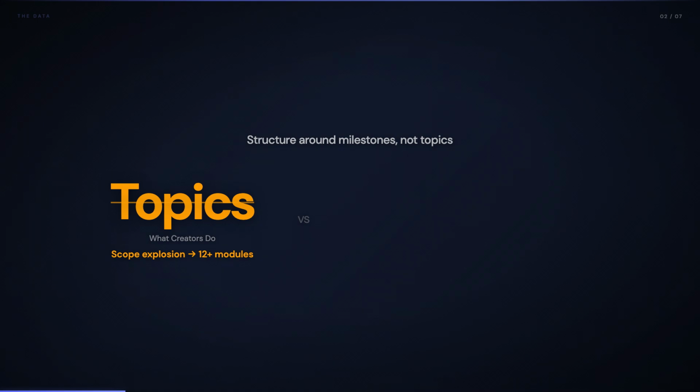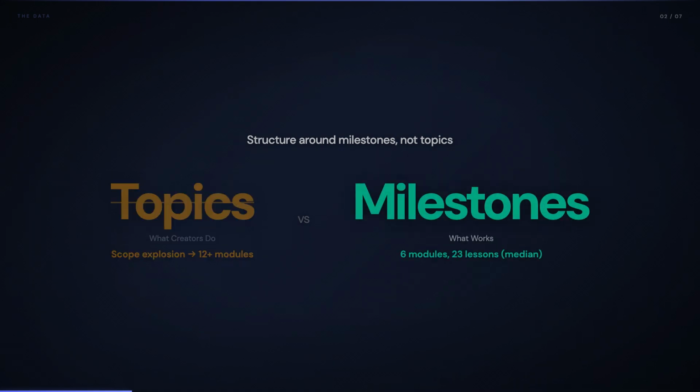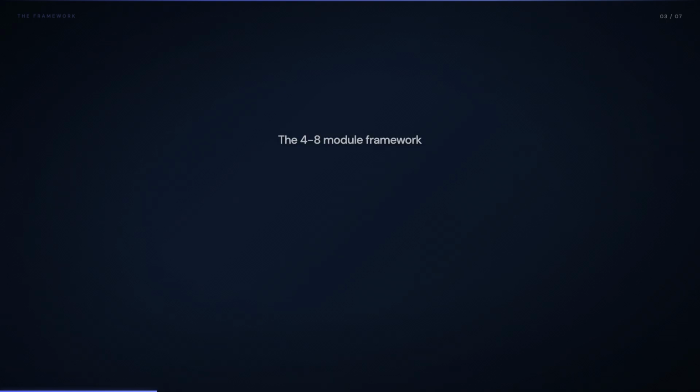The median course on our platform has 23 lessons across 6 modules. That's a healthy scope for most topics. Here's the practical framework. Start with your transformation promise. 1 sentence. By the end of this course, students will be able to.